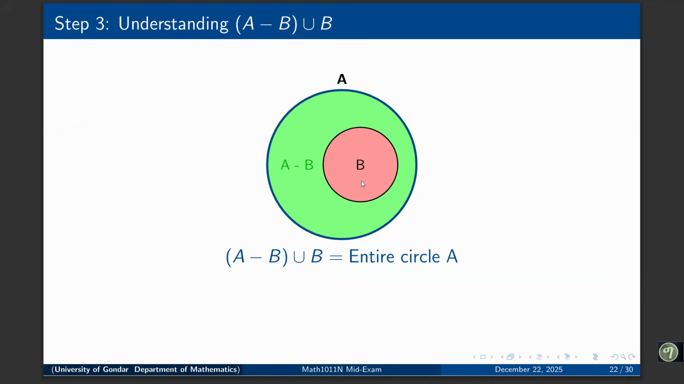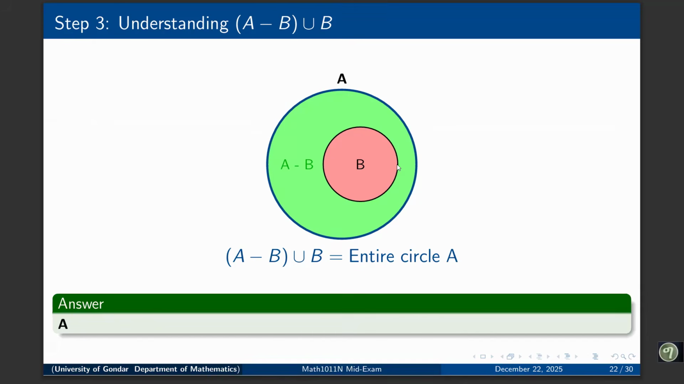Therefore, their union, A minus B, which is the green region, union B, which is the red region, will give us the entire larger circle, the circle of set A. Therefore, A minus B union B is exactly equal to the larger set, that is set A. Therefore, the answer is A.